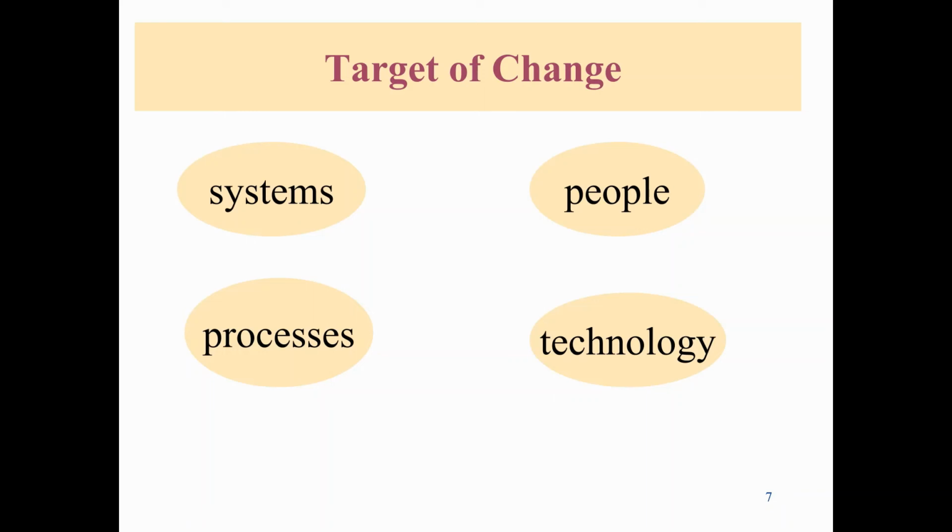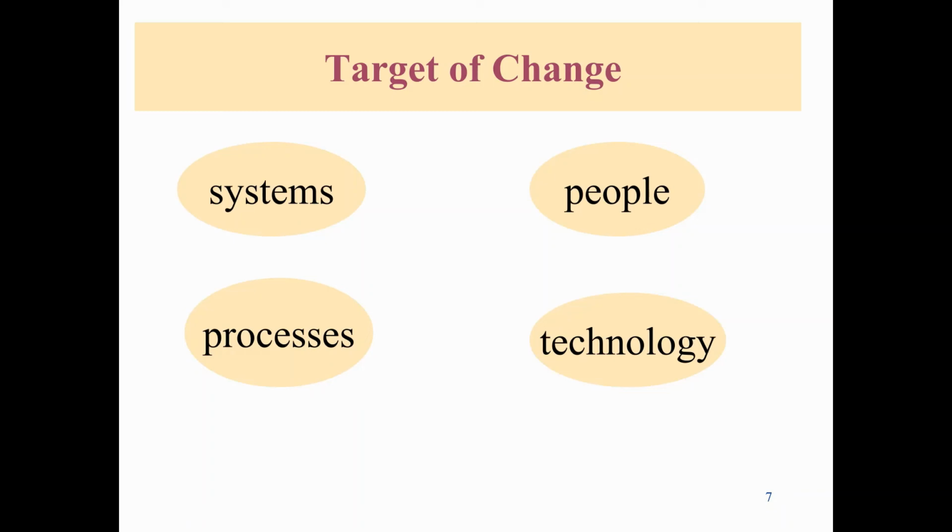So for example, maybe the change is needed in the system of the organization, or in the people of the organization, or the process or the technology. So what does this mean? If you look clearly at those four pillars or four targets of change, basically these are the elements that you can find in each and every organization.